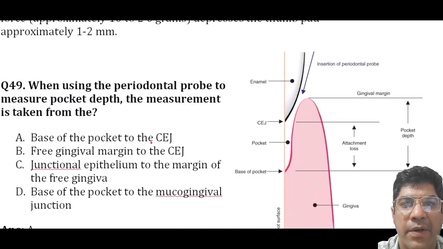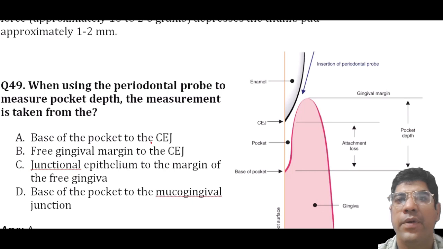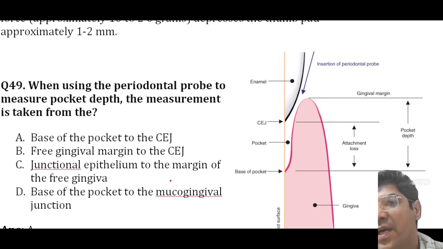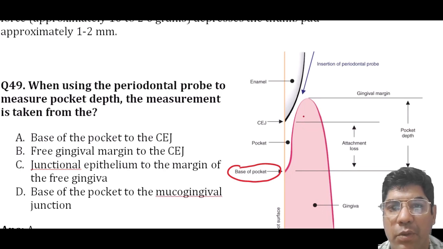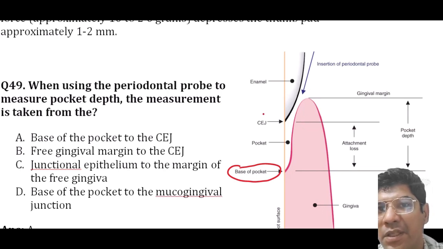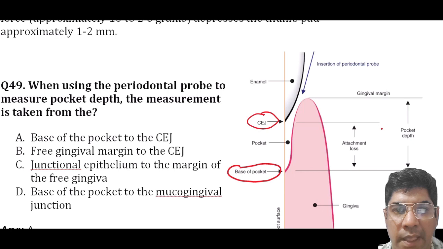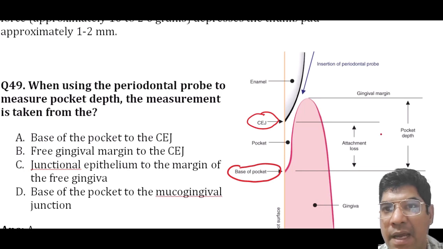When using the periodontal probe to measure the pocket depth, the measurement you take is from the base of the pocket to the cemento-enamel junction. That can help to assess the depth of the pocket and the level of clinical attachment loss.